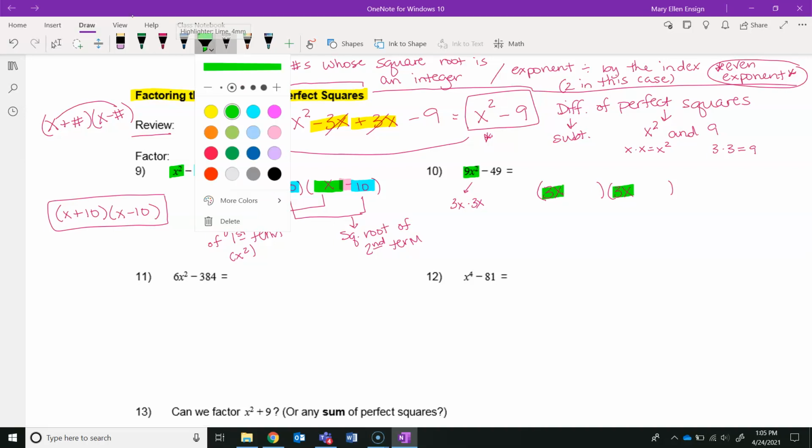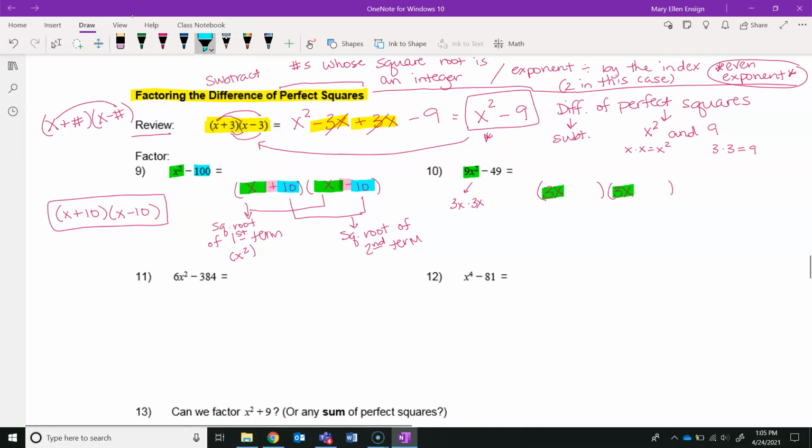Then I go to the second one. It's 49. The square root of 49 goes here and here. So the square root of 49 is 7. 7 goes here and here, and then I have my plus and my minus. So all together, without all the coloring, I get 3x plus 7, 3x minus 7.